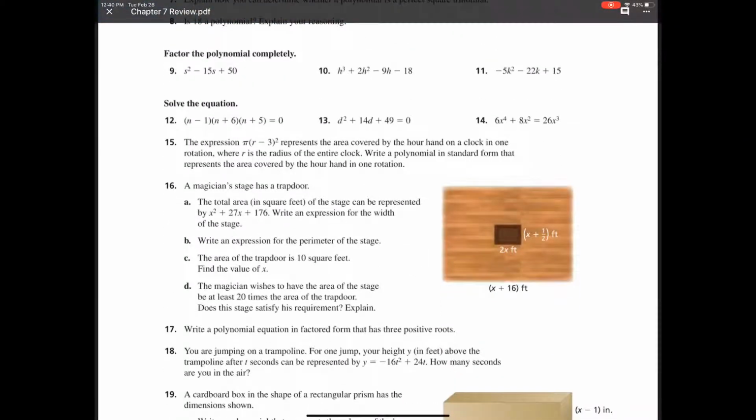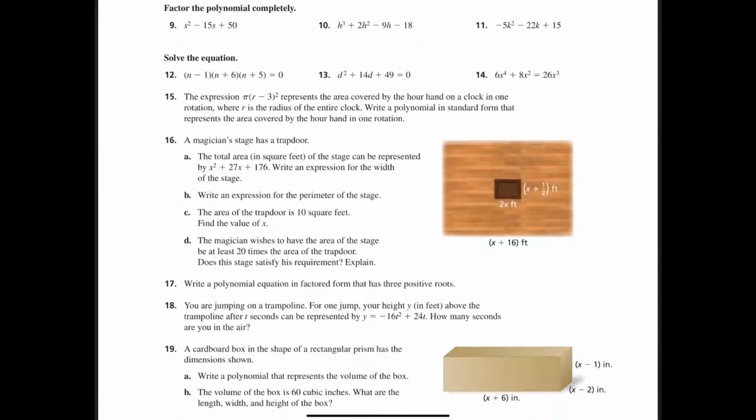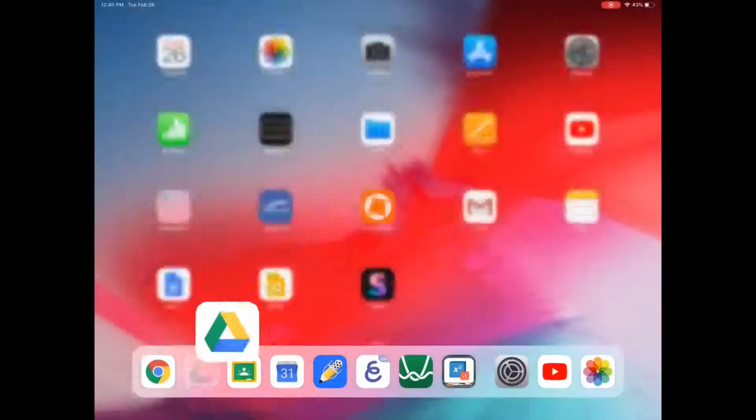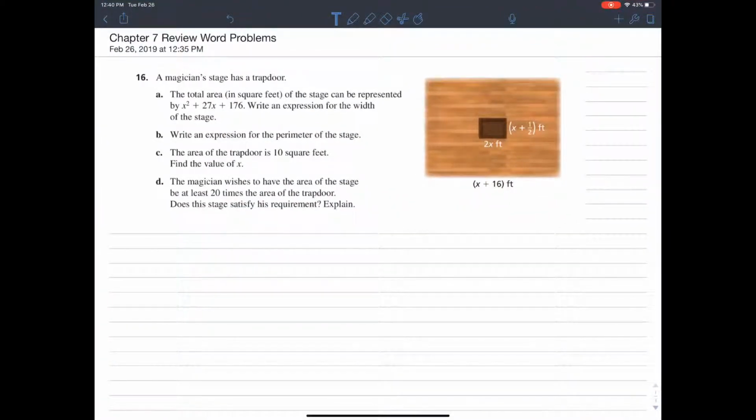We're going to go over number 16 from the Chapter 7 review. It's at the back of the Chapter 7 test, so I have it copied over here. A magician's stage has a trap door. So let's do part A.